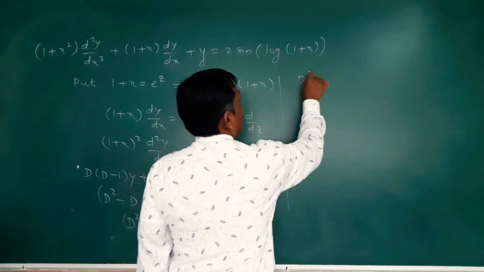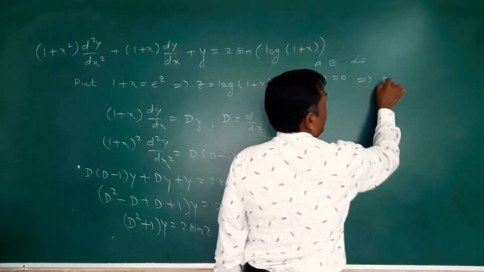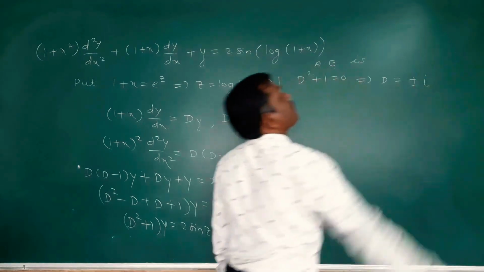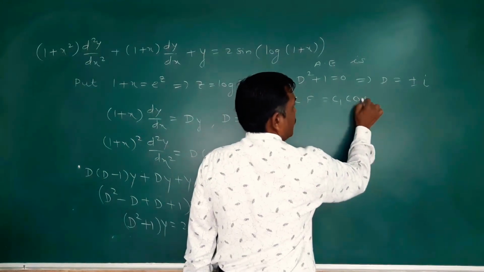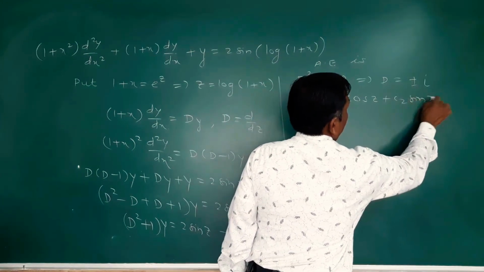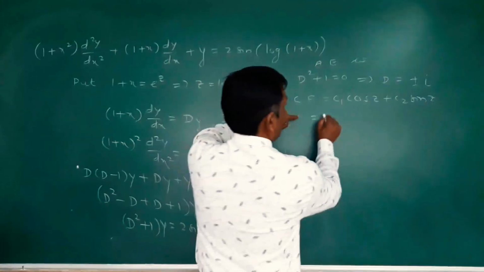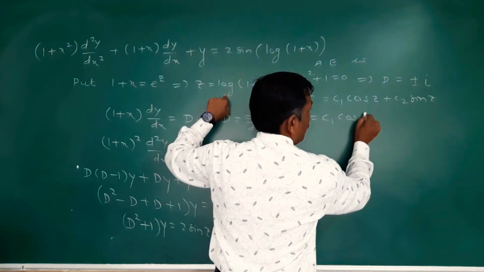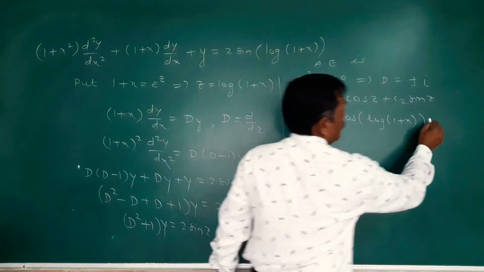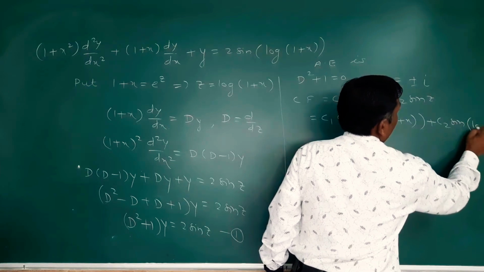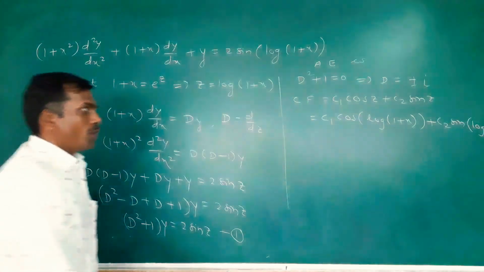So here D squared plus 1 equal to 0. This is our auxiliary equation. Means D is equal to plus or minus i. C.F. is equal to C1 cos z plus C2 sin z. Means in place of z we can write log of 1 plus x. So here C1 cos in bracket log of 1 plus x plus C2 sin again log of 1 plus x. Got this? Now solve P.I.